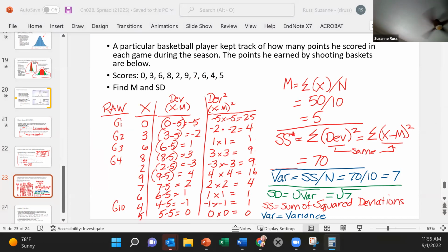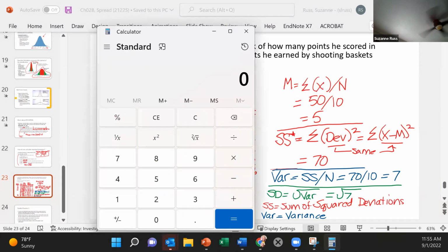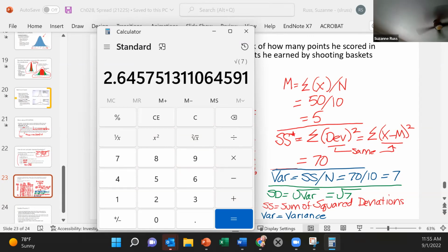So here is my calculator. Sorry if that screen got lost a moment. I think you still see it now. And so the square root, we're just going to write, I believe this way. I don't use my calculator much. So I'm going to hit 7 and put the square root sign, I think. And I get 2.6457513, et cetera, et cetera.